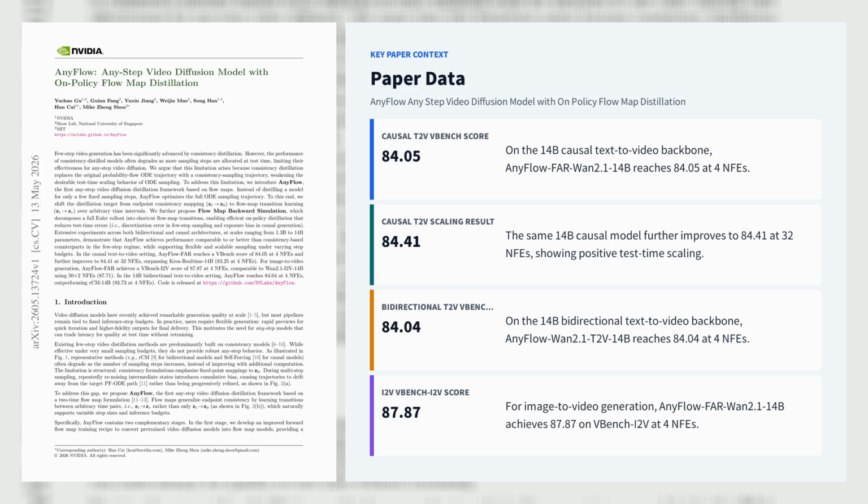In bidirectional text-to-video, AnyFlow Wan 2.1 T2V 1.3B reaches 84.04 at 4 NFEs, above RCM 1.3B's 83.73, and in image-to-video, AnyFlow FAR Wan 2.1 14B achieves 87.87 on VBench I2V at 4 NFEs, essentially matching Wan 2.1 I2V 14B's 87.71 at 50 times 2 NFEs.